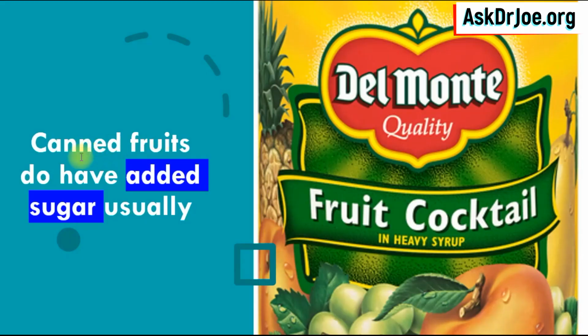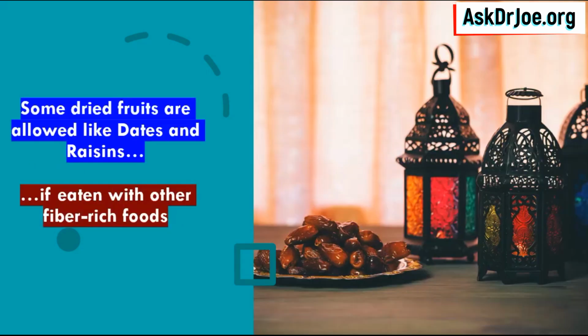However, canned fruits do have added sugar usually. And as you can see on the right, this is a Del Monte brand of fruit cocktail in heavy syrup. And what do you think is in the syrup? Of course, it is liquid sugar. Okay, so best avoided. We do not want any canned fruits around our journey to reverse our type 2 diabetes.